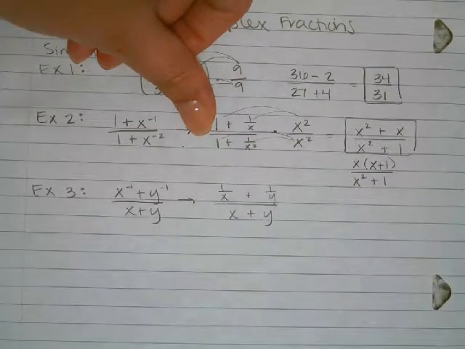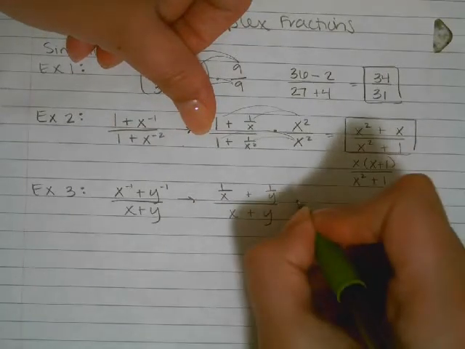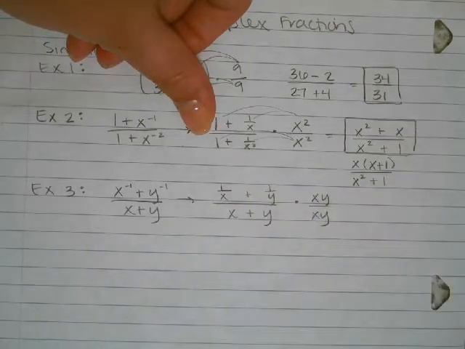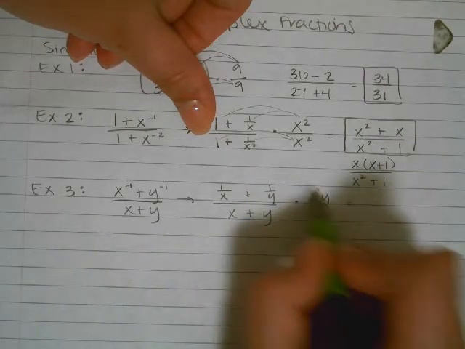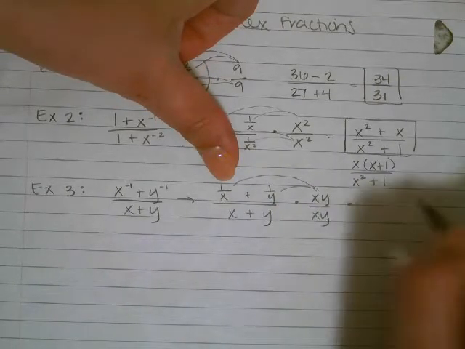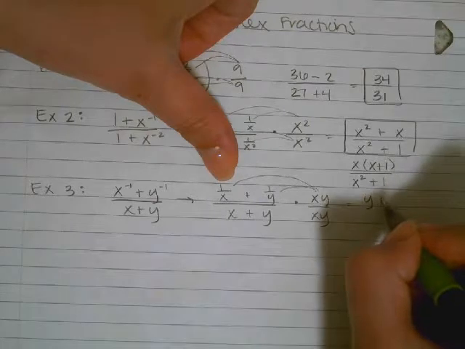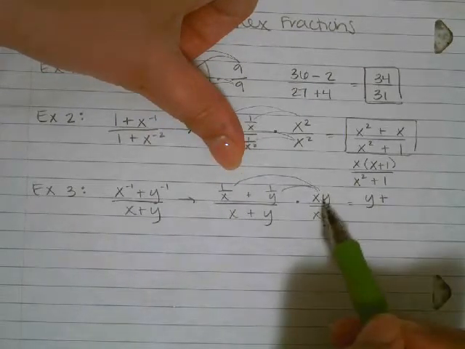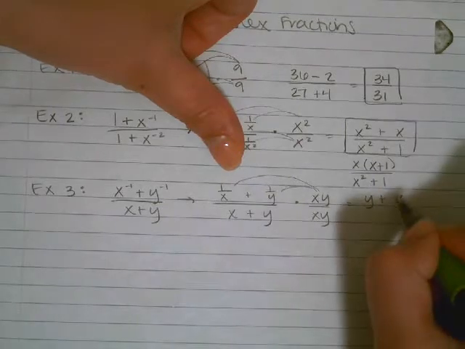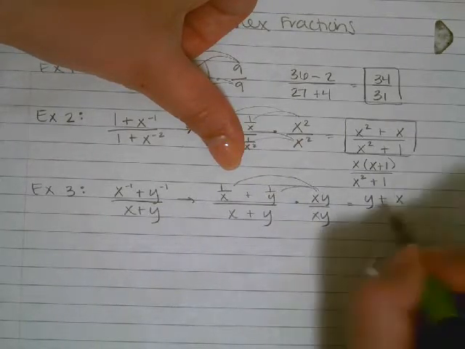So here the common denominator would be xy. So if I distribute 1 over x times xy, the x's would cancel and we'll just leave a y behind. 1 over y times xy, the y's would cancel and we'll just leave an x behind.